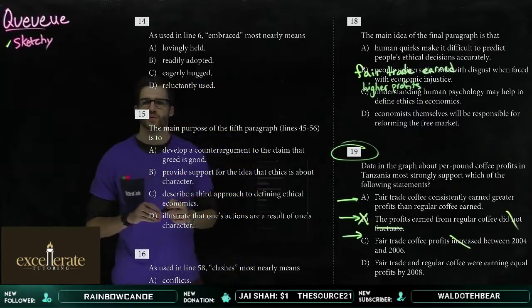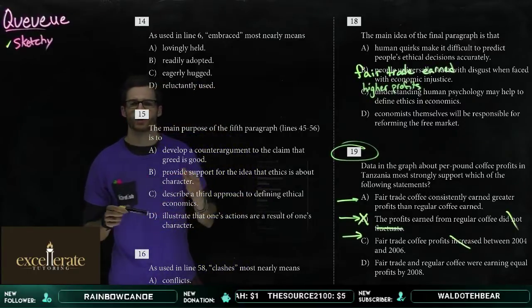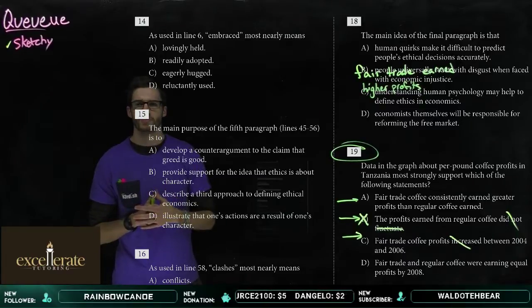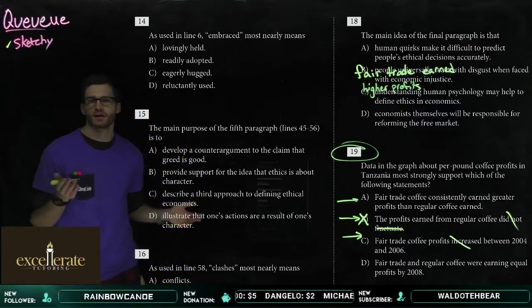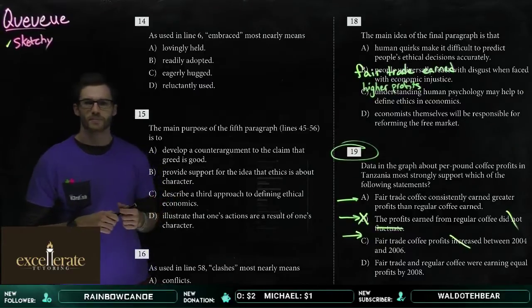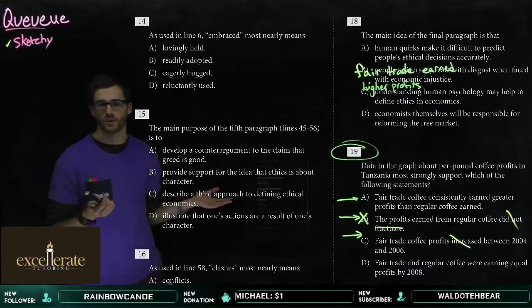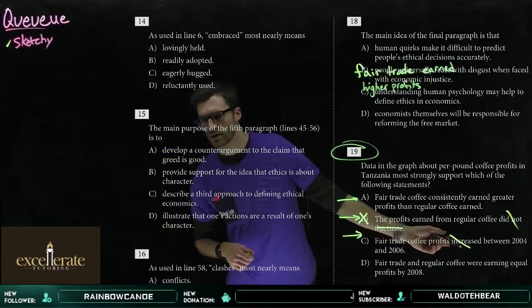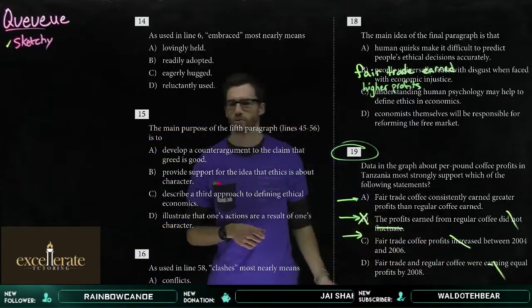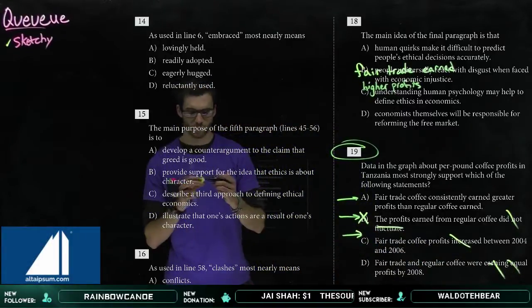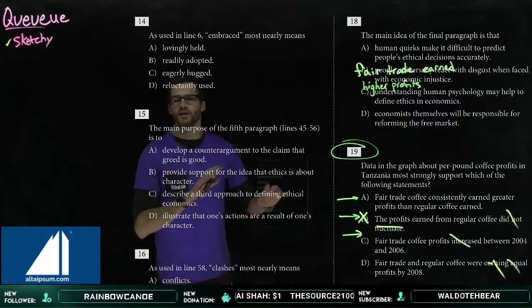And D, we have fair trade and regular coffee were earning equal profits by 2008. I'm not even going to go back here. They were not earning equal profits at any point. And maybe they did eventually, but the graph wouldn't be showing that. So I don't like that because I don't like the word equal. I hope I got the word there. Nope. Is it there? It's kind of behind something. Okay. Any questions on this?